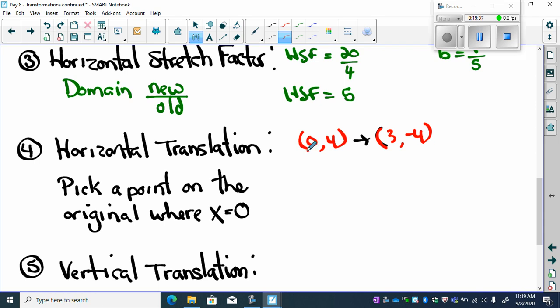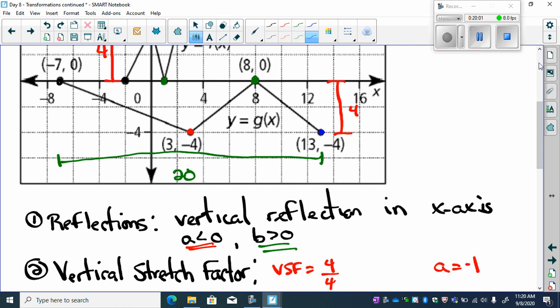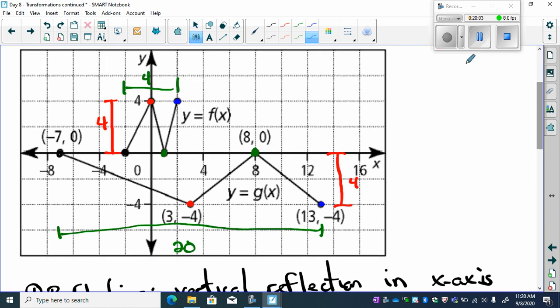Now remember, focus on the x-coordinates. You could multiply it by 5. 0 times 5 is 0. And then what would you add to 0 to get a 3? Well, the answer is 3. My h value would be 3. I went right 3.